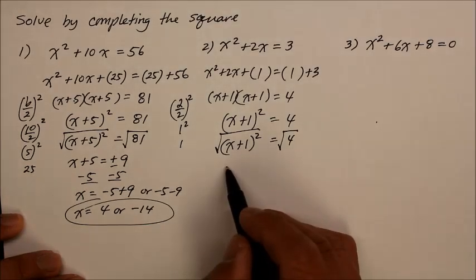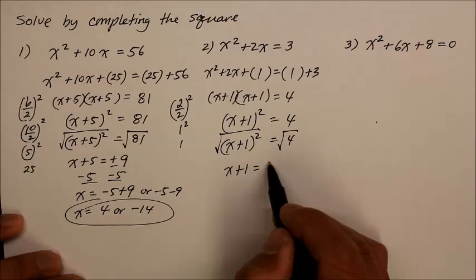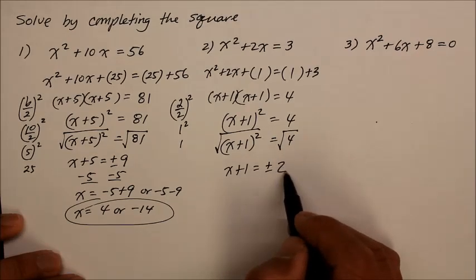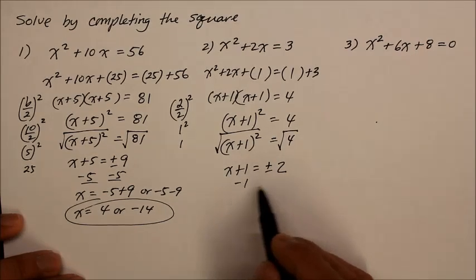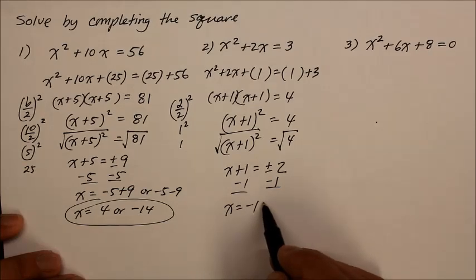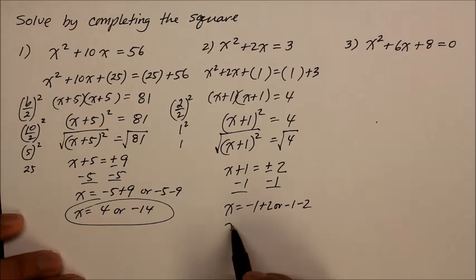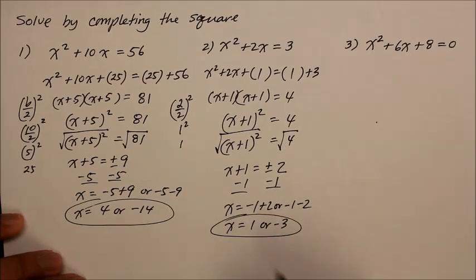And again, x plus 1, the radicand, comes out by itself, is equal to plus or minus, and square root of 4 is, of course, 2. And subtract the 1 from both sides of the equation. x can be negative 1 plus 2, or negative 1 minus 2. And so the two possible solutions are 1 or negative 3.